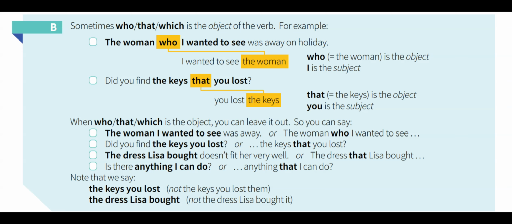Note that we say the keys you lost, not the keys you lost them, because "them" is still the keys, so you cannot use both in a sentence. This is why we can't say the girl she, the boy he, the cow it, because "it" and "she" are the same.